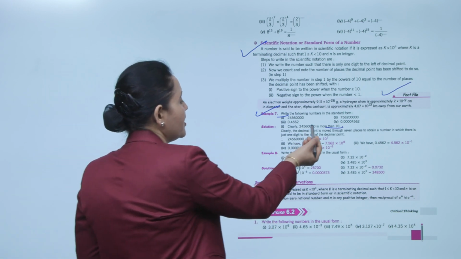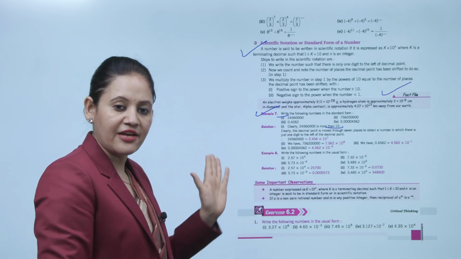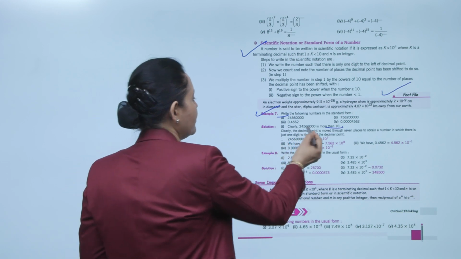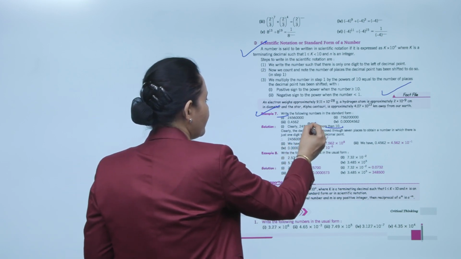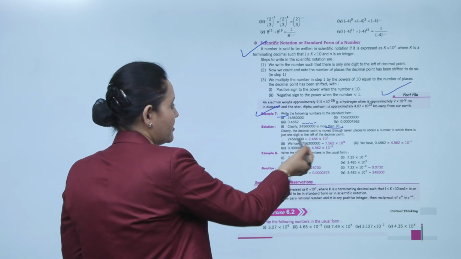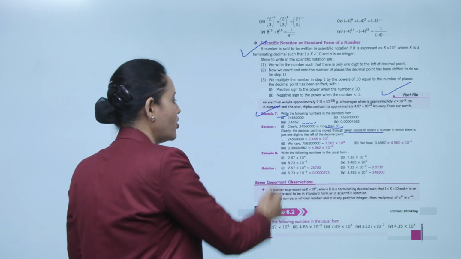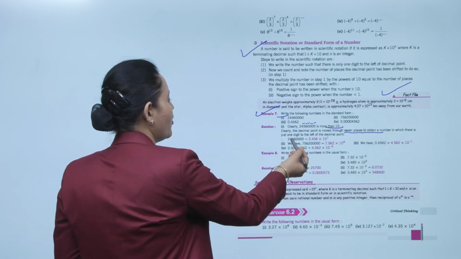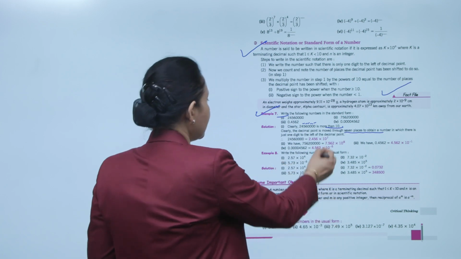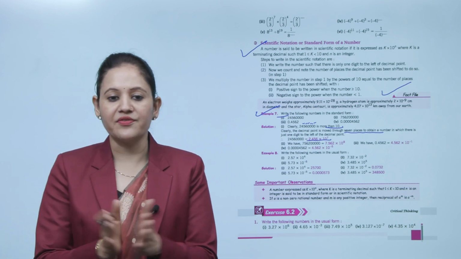So here we have to shift the decimal point so that there is only one digit to its left. We shift the decimal point 1, 2, 3, 4, 5, 6, 7, that is 7 places. Clear? So we'll write 2.456, moved 7 places, so 10 to the power 7. That is the standard form of the given number.